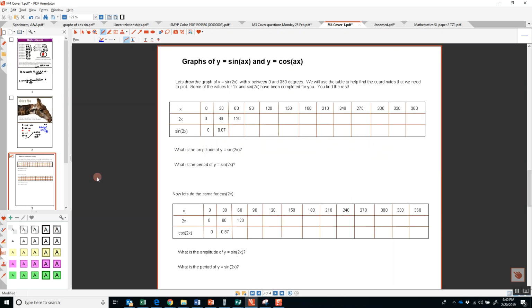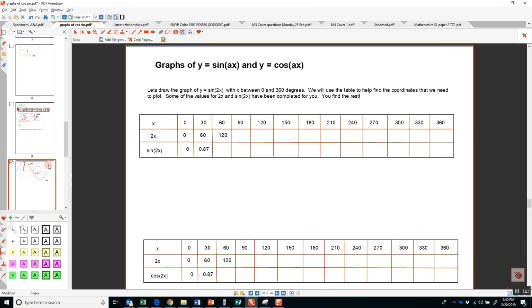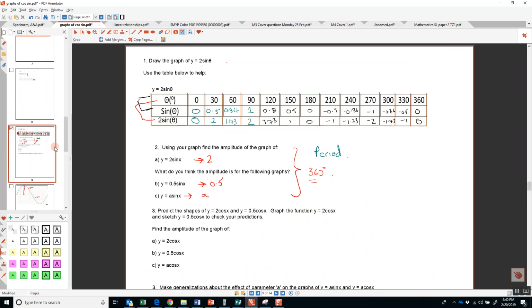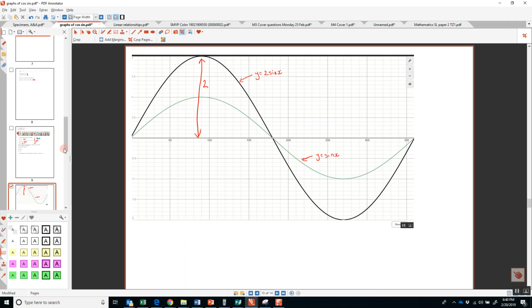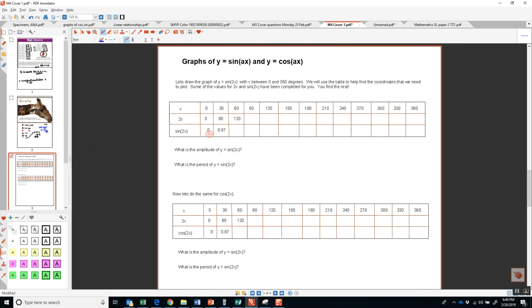Okay, so we're going to go on and look at our graphs of y equals sine ax and y equals cos ax. Going back to these ones, which you did well, we were looking at what happened when we had a number in front of sine x or sine theta, okay? And we determined that this number in front of the trig function was the amplitude, okay? It told us how high our sine curve went, or our cos curve. So when we come back to this one, we want to figure out what does this 2 do, okay?